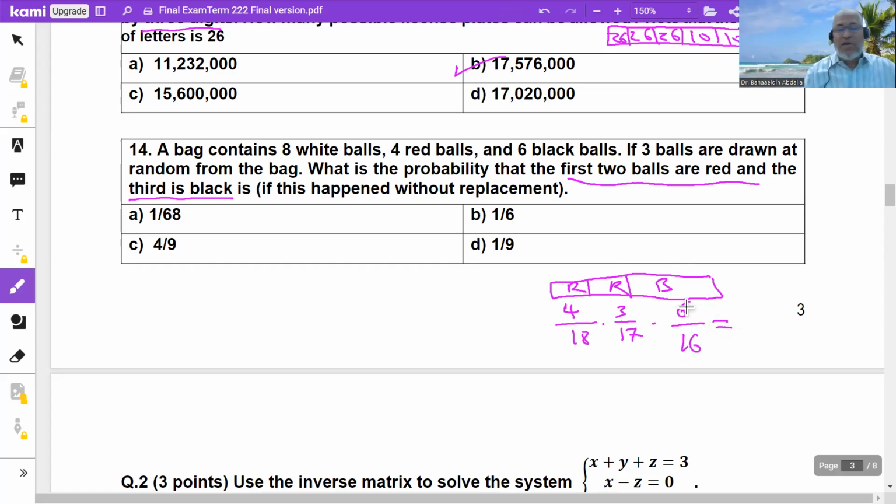Now, if you use the calculator and multiply this, you will get the answer, which is 1 over 68. So that's the correct answer.